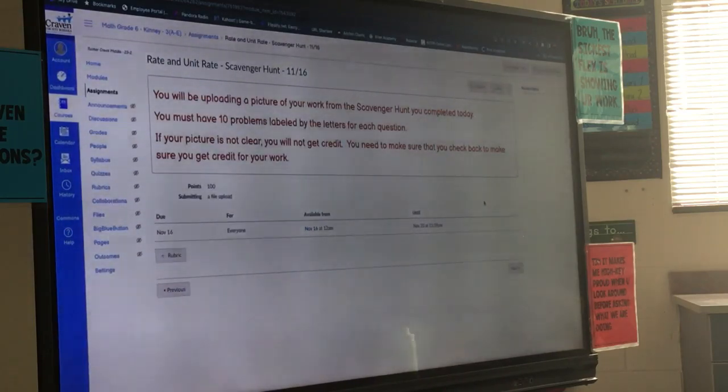You know what your picture looks like when you take it. And if you're not sure, definitely click on it to make sure it is a clear picture. There have been quite a few of us who have not gotten credit.